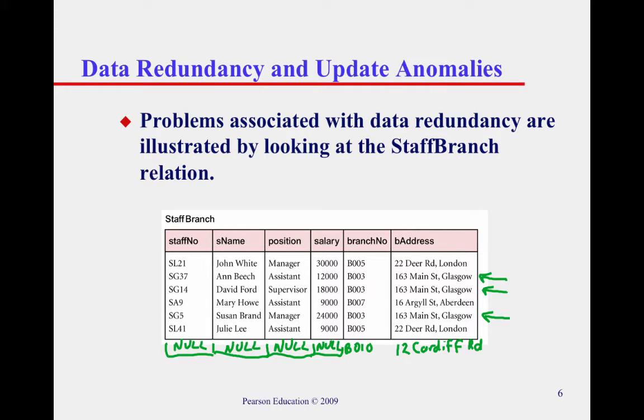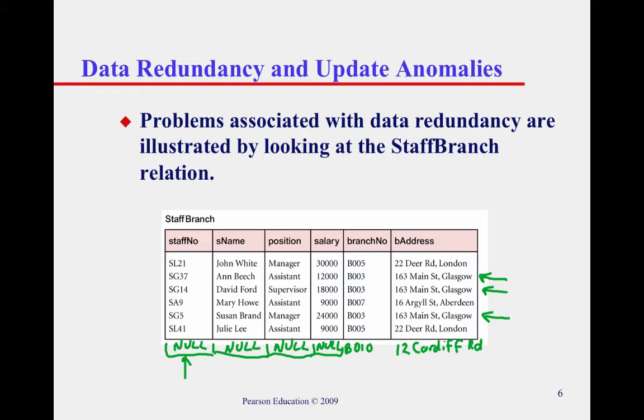But what's the problem with using nulls for those four columns? Oh, yeah, you got it. Because the staff number is a primary key, and you're not allowed to use null for a primary key. So you'd be violating what's called entity integrity. Remember, entity integrity requires that the primary key be non-null.